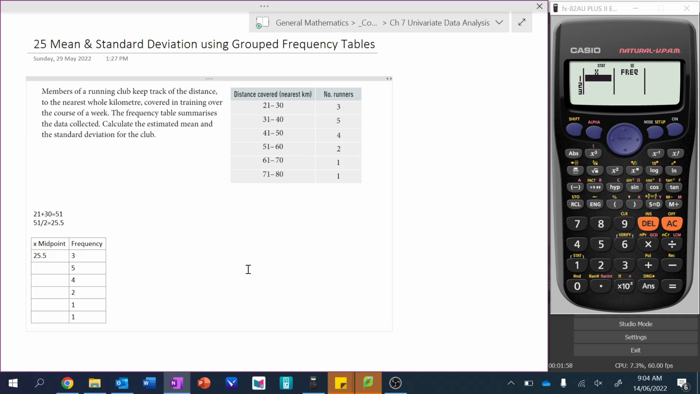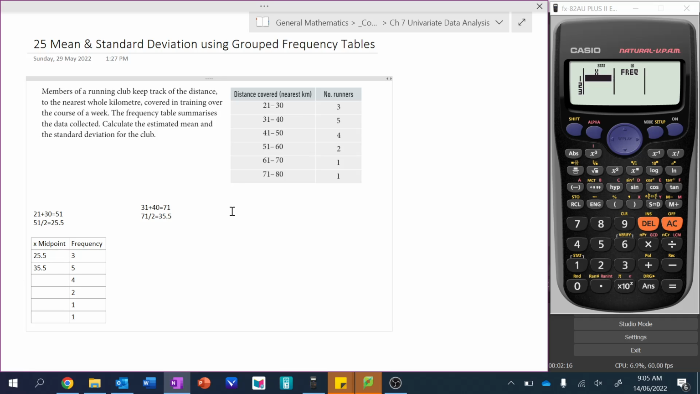So let's repeat it again, but this time for 31 and 40. What's halfway between 31 and 40? So 31 plus 40, well, that's equal to 71, and 71 divided by 2 is equal to 35.5. And at this point, you probably noticed there's a pattern. We're going to guess that the next one's 45.5.